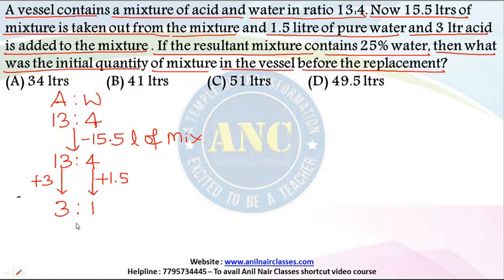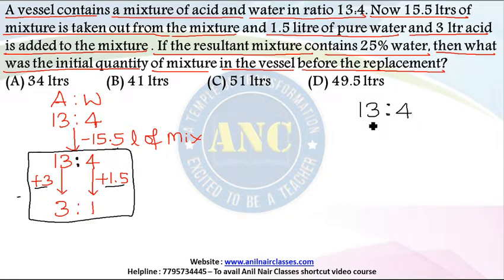Now see here, same logic, same concept I will implement. From here is what I will be solving right now. Same logic, sir. Now can I say that in my previous questions or in my previous classes I taught you, if different quantities of acid and water are added, I told you how to find the multiplying factor. Can I say that initially the ratio is 13:4. Now for this ratio, final ratio becomes 3:1. 13:4 initial ratio became finally 3:1 after adding 3 liters of acid and 1.5 liters of water.